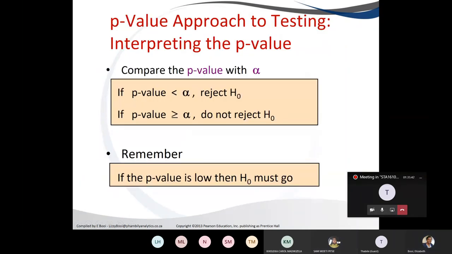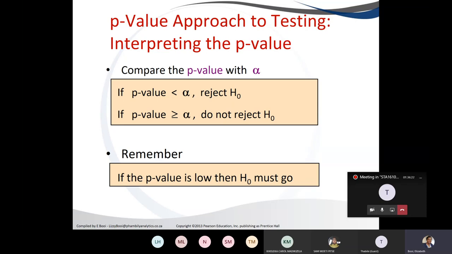Okay, so sometimes when we do the Z test, we can also use the p-value to make the conclusion. Remember the previous session that we used the critical value to make a decision. Now I'm saying you can also use a p-value to make the decision.